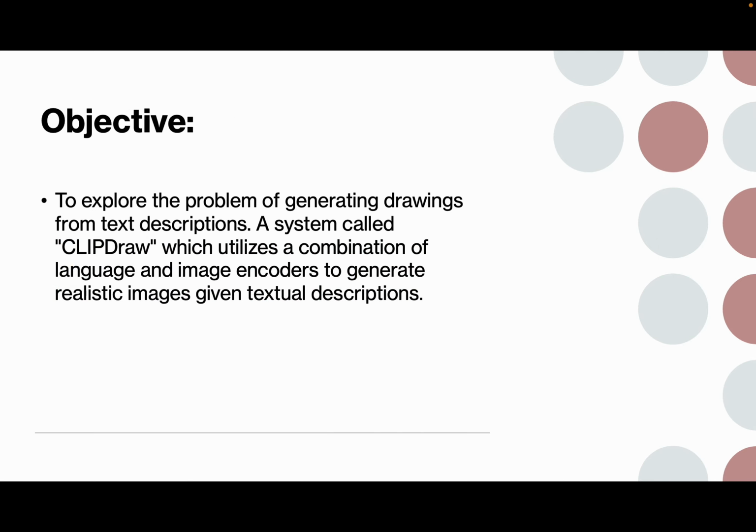The main objective of the paper was to explore the problem of generating drawings from text descriptions. A system called CLIPDraw, which utilizes a combination of language and image encoders to generate realistic images given a textual description, was the main focus of the paper.